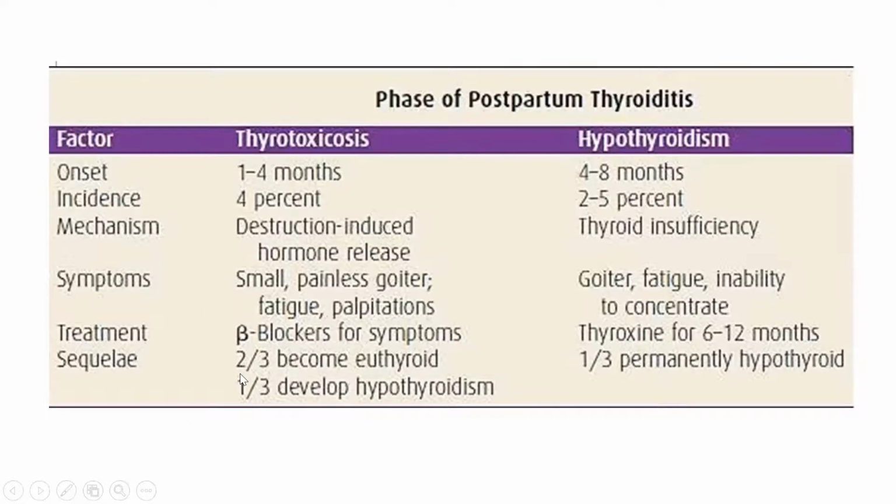What usually happens is that 2/3 of the cases become euthyroid and 1/3 develop hypothyroidism. And of those, some become permanently hypothyroid. So you have to keep on monitoring the patient for 1 year at least. If you are giving thyroxine, after 1 year, you can stop thyroxine and then monitor the patient to see if the patient remains euthyroid with normal TSH after the completion of the hypothyroid phase.